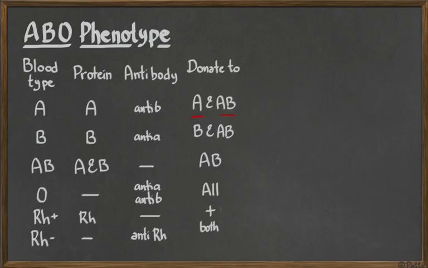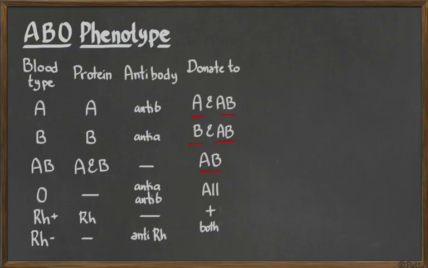So A can donate to A and to AB, but cannot donate to B, because B produces anti-A. Cannot donate to O, because O produces anti-A. So the A blood type donates to A and to AB. The B blood type, of course, also donates to B, but also donates to AB, because AB can receive from anybody. It doesn't have any antibody against it, but B cannot donate to O. AB people can only donate to AB. So the ABs, they are ultimately selfish in terms of donation.